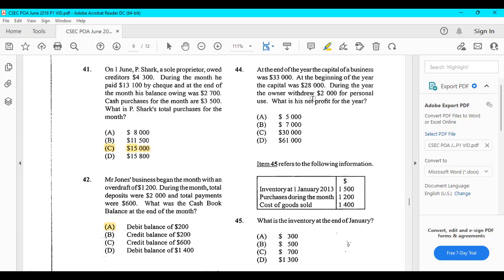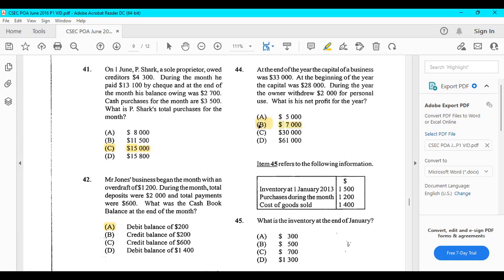So we know that a figure that we don't know minus 2,000 should give us 33,000. So X minus 2,000 gives 33,000. How do we find X? It's simply the 33,000 plus the 2,000, which gives us $35,000, right? And that 35,000 is the figure we should get after we add opening capital and our net profit. So 28,000 plus X should equal $35,000. We need to find X as transpose. So it's 35,000 minus 28,000, which gives us 7,000 as our net profit.